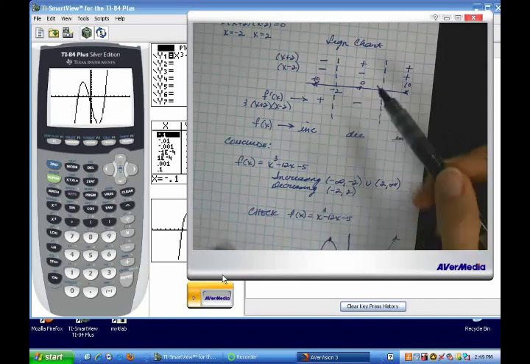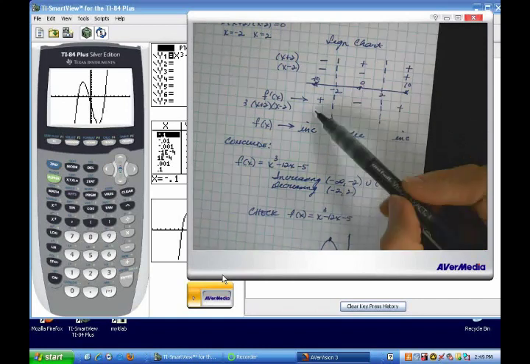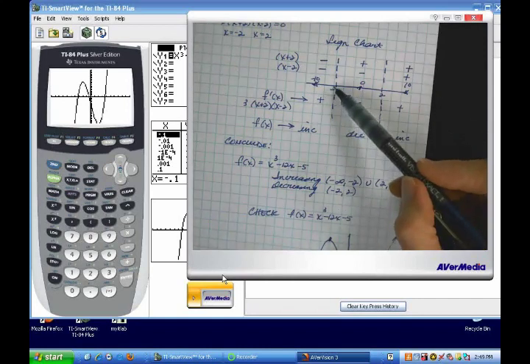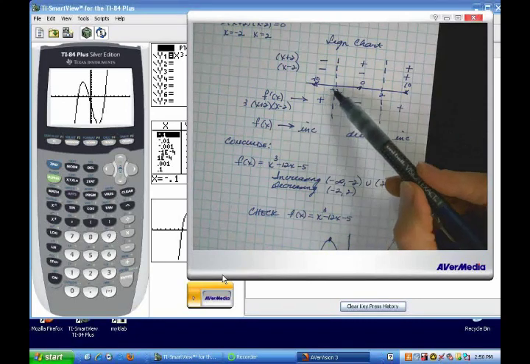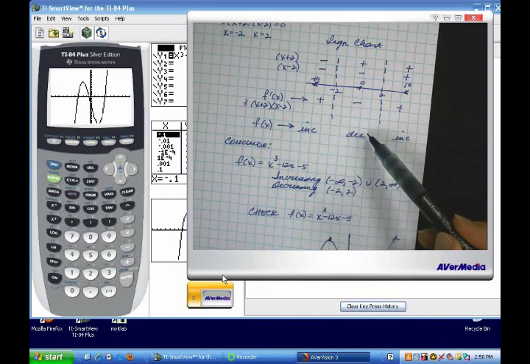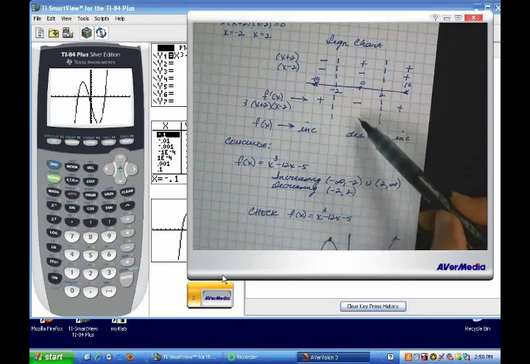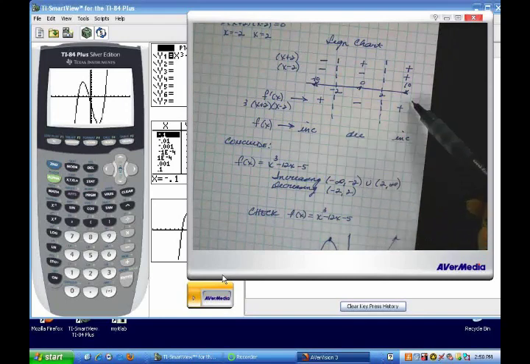Now, would it be logical that if your function is increasing and then it decreases, this would be a local max? If you go from increasing to decreasing, wouldn't that create a local max? And if you go from decreasing to increasing, wouldn't that create a local min? Can you visualize from the sign chart kind of what's going on here?